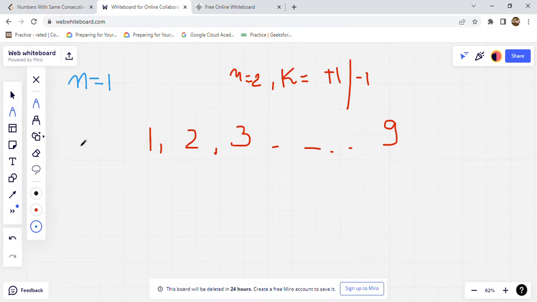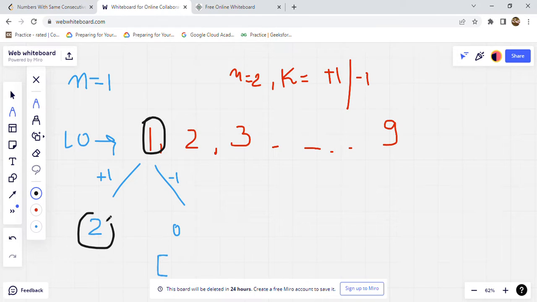These are the possibilities of the first digit. This is level 0. We have found the first digit of these two-digit numbers. Now we have to find the next digit. What are the options? We can add plus 1 or minus 1. So 1 plus 1 will be 2 and 1 minus 1 will be 0. We have found the first number 12 and the second number will be 10. So we are adding them to the output list. This is the output list we are generating.